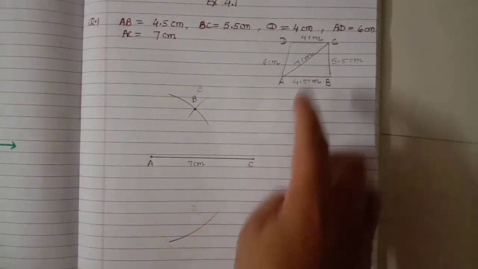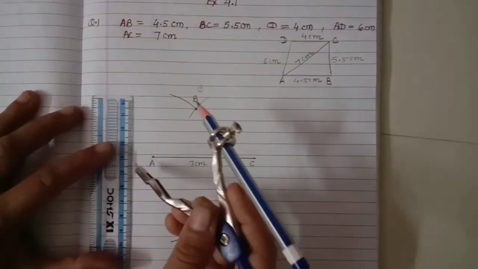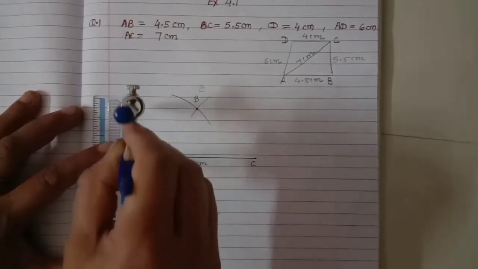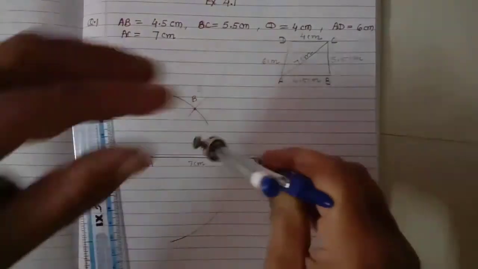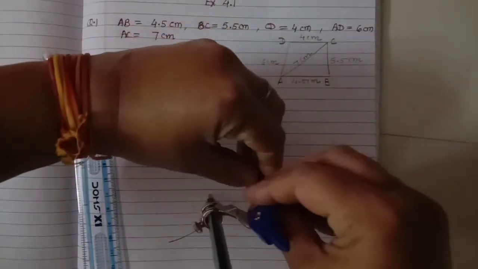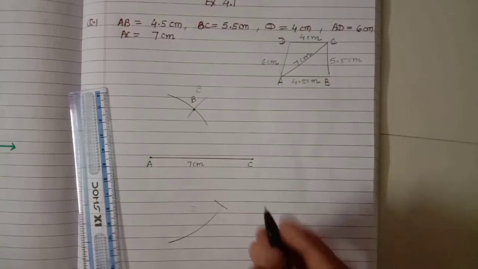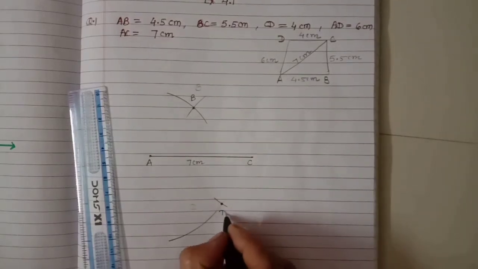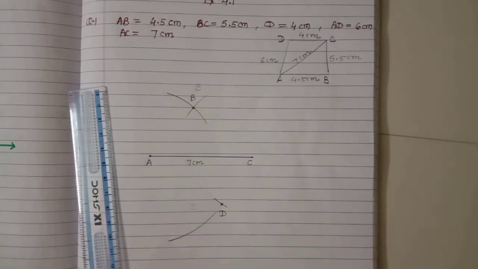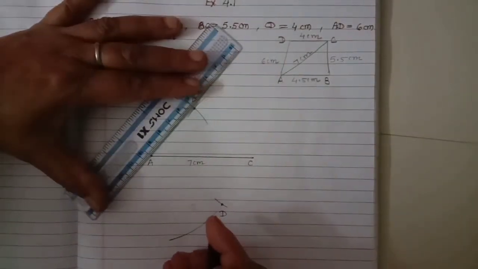Now the length of CD is given here as 4 centimeter. Now we will make another arc of 4 centimeter with center C. As you can see, this arc is intersecting the previous arc at point D. So we have A, B, C, D. Now we will join these line segments.